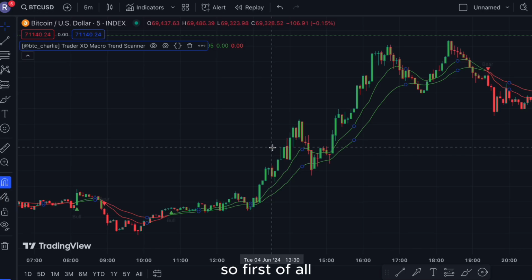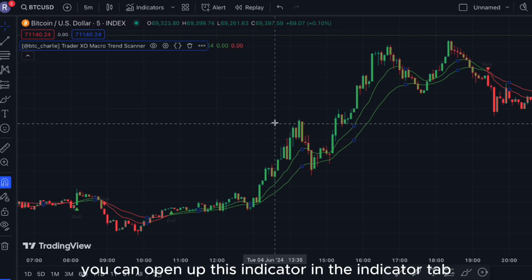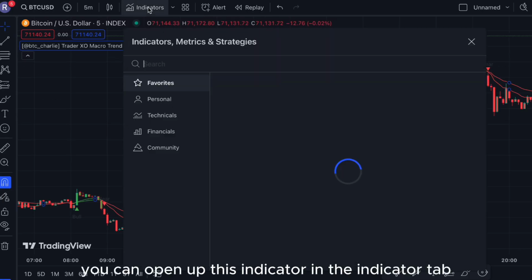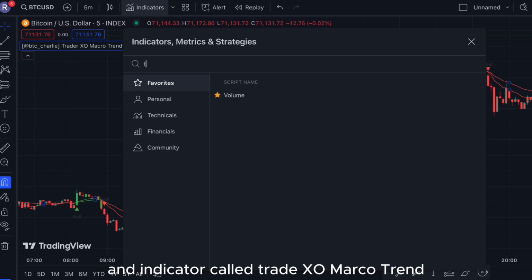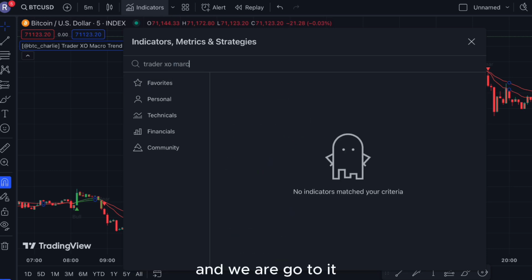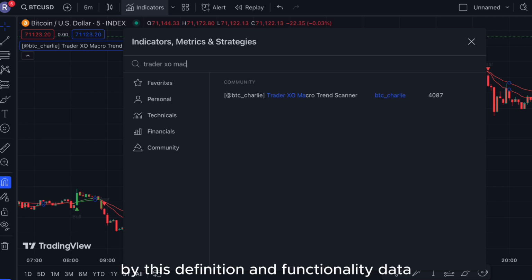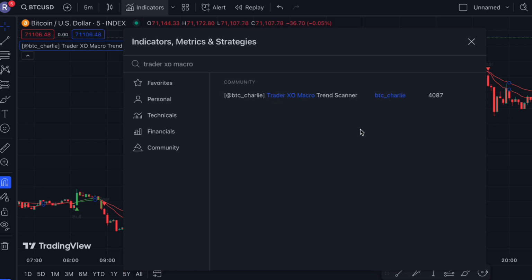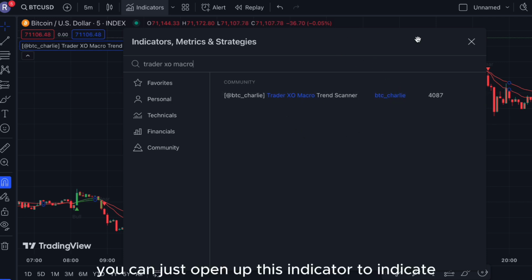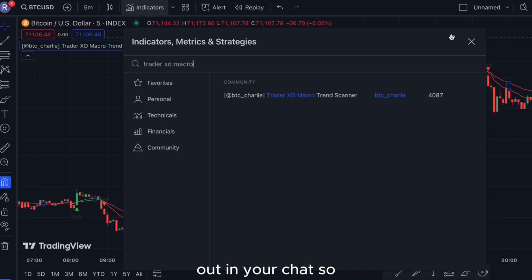So, let's start. First of all, you can open up this indicator in the indicators tab. The indicator is called TradeXO Macro Trend, and we'll go through its definition and functionality later. You can just open up this indicator to show it on your chart.